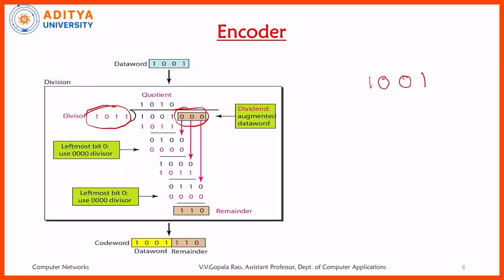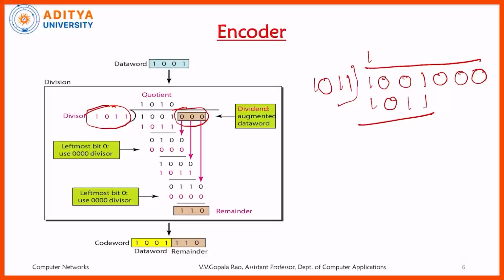Now it is coming to 1001 and 3 zeros. So this is the actual data word we are starting with in the encoder, and this should be divided by the divisor, the common divisor, that is predetermined by sender and receiver. Now you have to follow the division procedure. In this, let us say it is going one time. Now you write 1011 here. You follow the exclusive OR operation here. So whenever both bits are similar, you put 0.